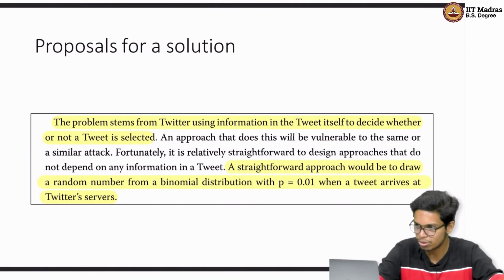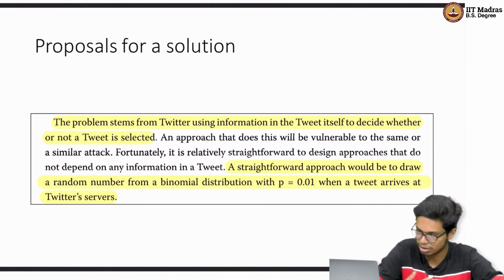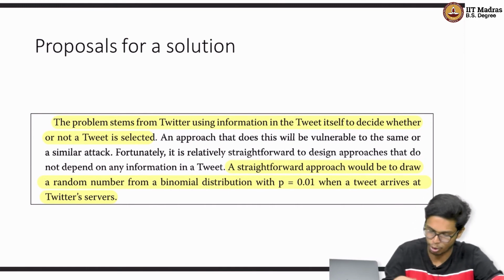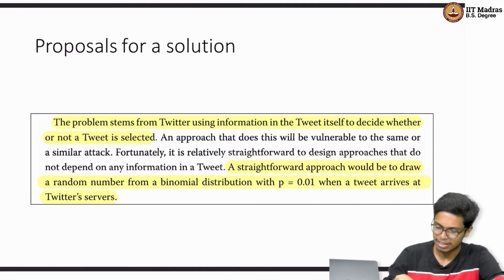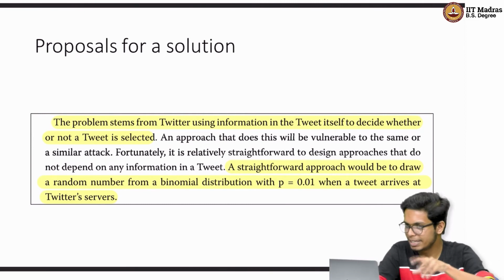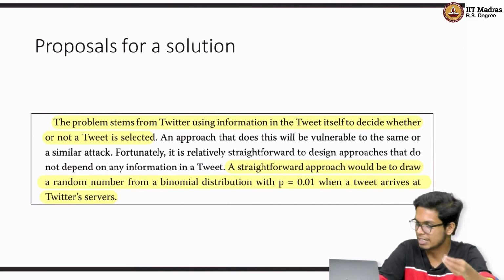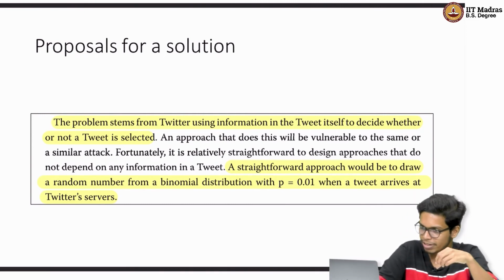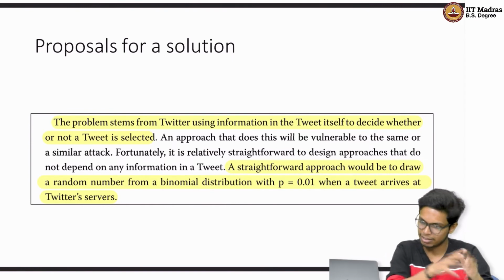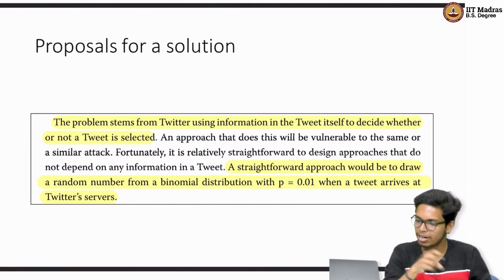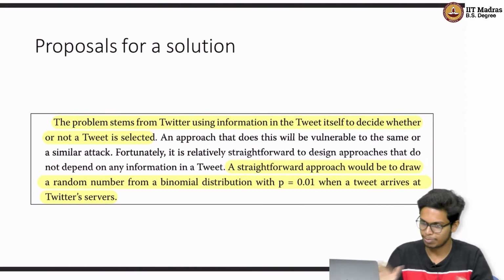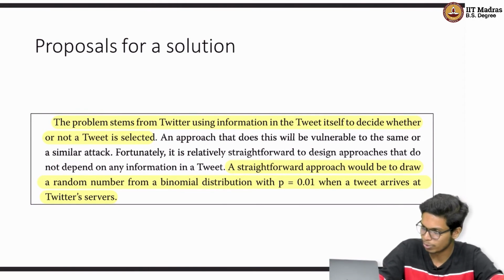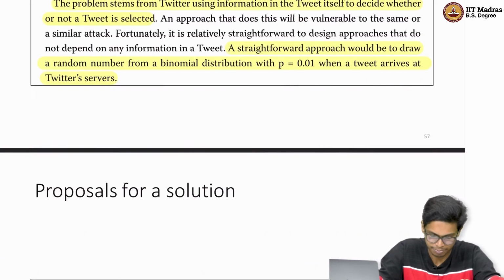So the authors also come up with some proposals or solutions to this problem. The problem identified by the authors is how the Twitter API samples these tweets: it's completely dependent on the information from the tweet itself. A very straightforward way would instead be to have another random distribution and just sample based on that probability, which is completely independent of what your Twitter information looks like.